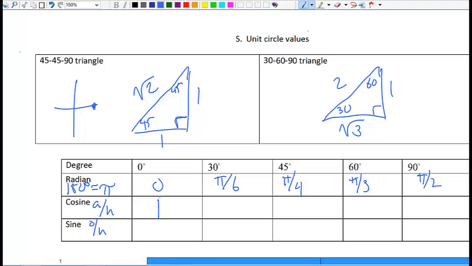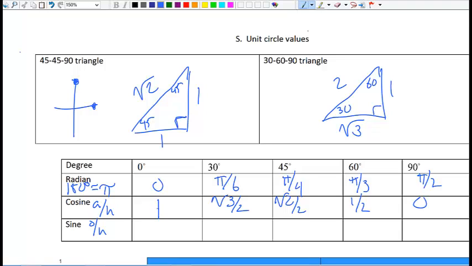Cosine of 30, so if I go to 30 degrees and I go adjacent, which is square root of 3, over hypotenuse, I get square root of 3 over 2. 45, if I pick any one of the 45s, adjacent would be 1 over square root 2, which we could rationalize and get square root 2 over 2. 60 would be 1 over 2, or 1 half. And then 90, which doesn't show up in our picture, but if we go back to our unit circle, we've got that ordered pair up there, and so 90 would have a cosine of 0.